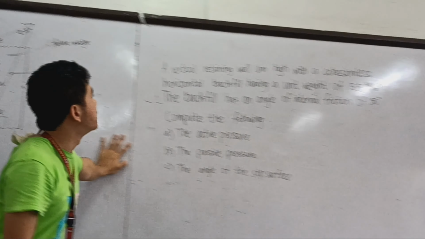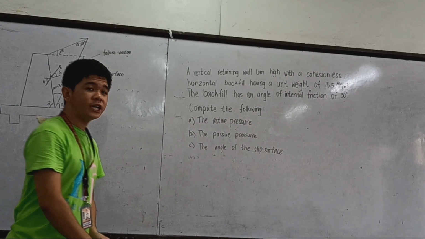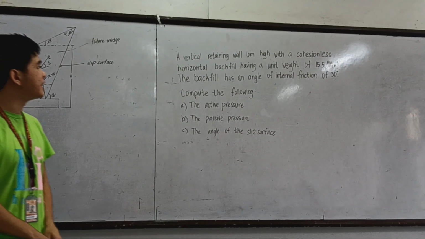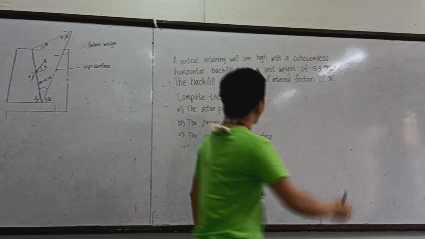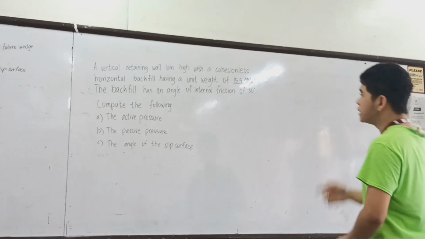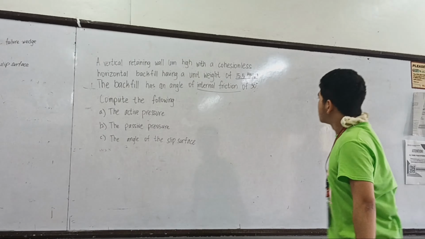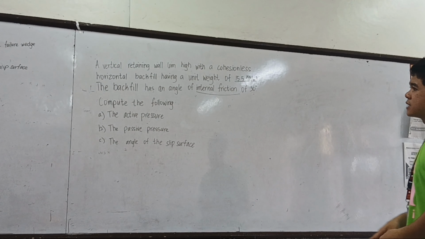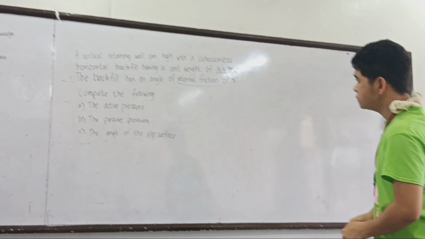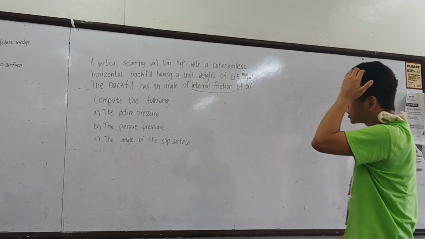So here's our problem. A vertical retaining wall 6 meters high with a cohesionless horizontal backfill having a unit weight of 15.5 kilonewton per cubic meter. The backfill has an angle of internal friction of 30 degrees. Compute the following: the active pressure, the passive pressure, and the angle.